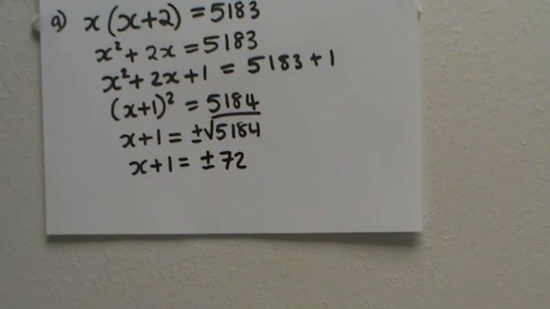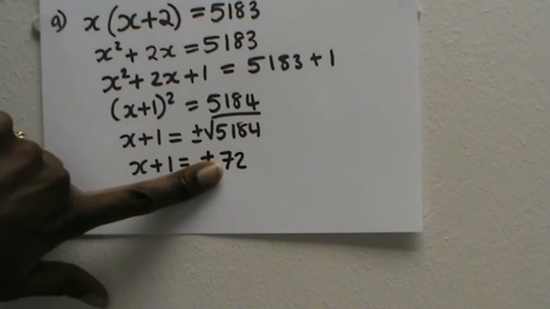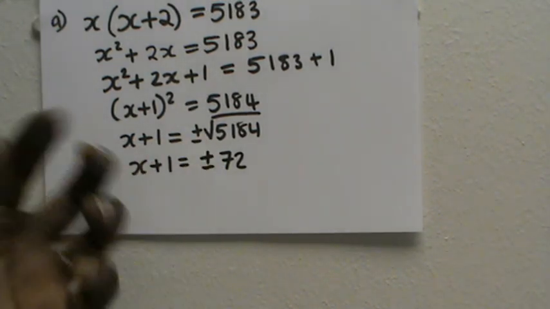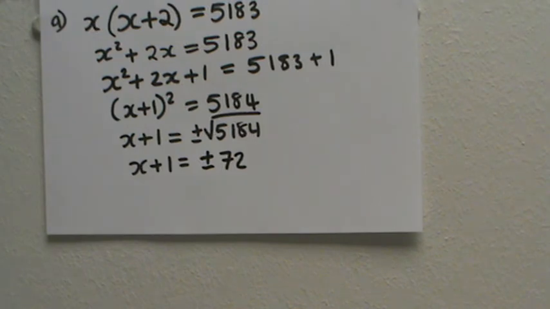Now if you read the question, you will see that it said two positive odd numbers. So I am going to ignore the negative one and only look at the positive one, because if I take the negative one, I'll end up with two negative odd numbers, and the question says it must be two positive odd numbers.